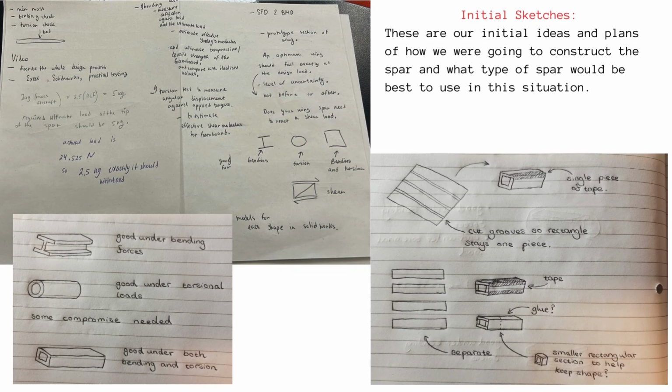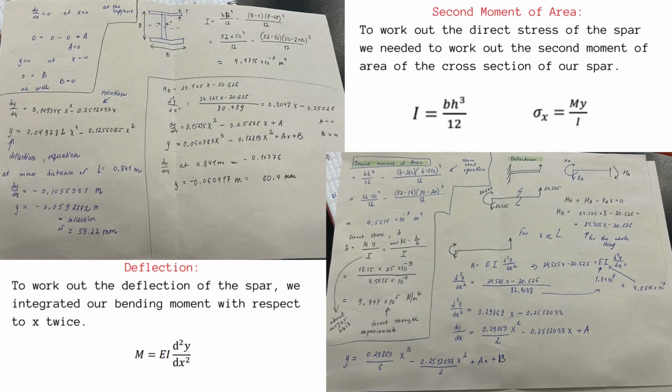Our initial sketches were various cross-sections for our wing spar and ideas on how we should join the wing spar together. We decided the best cross-section was a rectangular one, as it is good for both bending and torsion loads. We were planning to test out both a rectangular beam and an I-beam. This meant that we would need to work out the second moment of area for an I-beam to compare the two. We did this by splitting the I-beam into 3 rectangles.